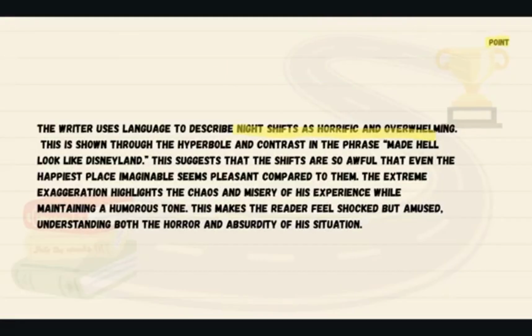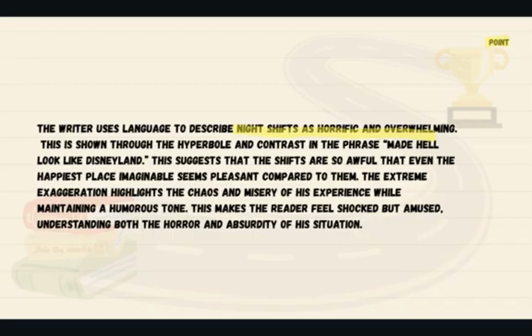If I write it as a paragraph, this is how it looks. I've said the writer uses language to describe night shifts as horrific and overwhelming. This is shown through the hyperbole and contrast in the phrase, made hell look like Disneyland. This suggests that the shifts are so awful that even the happiest place imaginable seems pleasant compared to them. The extreme exaggeration highlights the chaos and misery of its experience while maintaining a humorous tone. This makes the reader feel shocked but amused, understanding both the horror and absurdity of his situation.